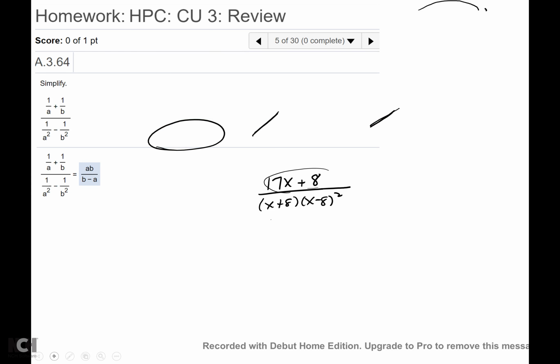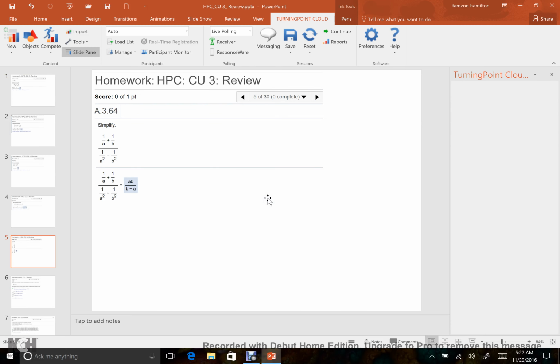All right, this one is a complex fraction. I don't know why that's there. Why isn't that going away? Hold on just a second. There we go.